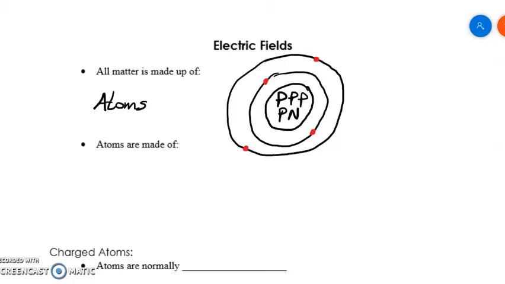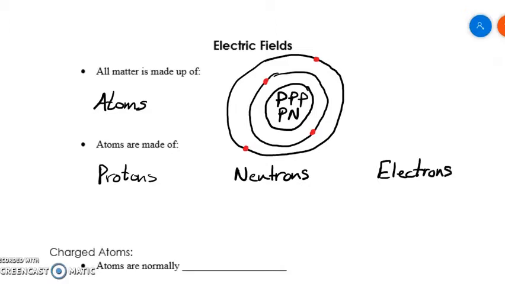So atoms are made up of protons, neutrons, and electrons. Protons and neutrons can be split up into smaller pieces called quarks. We aren't going to be concerned with quarks right now because all we really care about is their charge, okay? Because electricity has everything to do with moving charges.